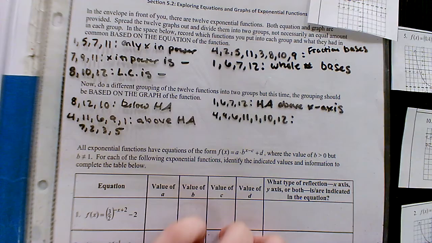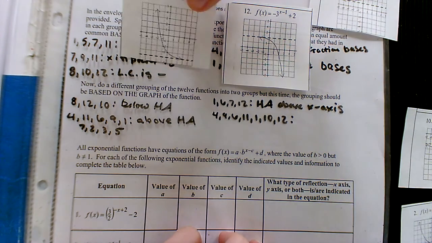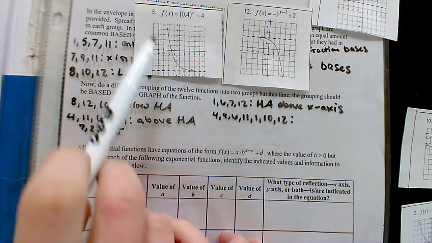from the asymptote, like as x approaches infinity, they don't approach that asymptote. Okay, so we're going to take a look at 12, which is one of the ones that Travis stated, but maybe also take a look at 5.